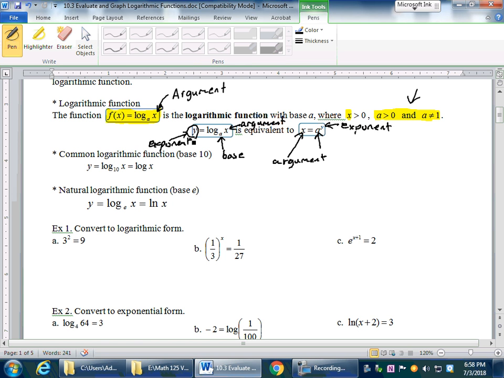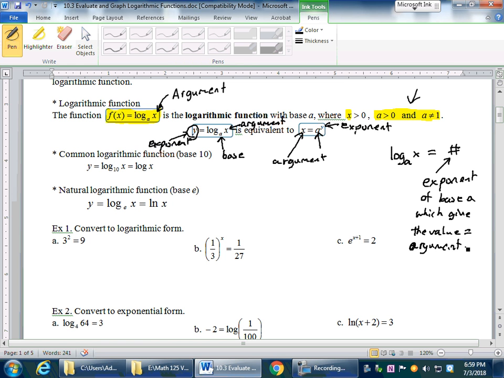So in general, to keep it simple, log base a of x is equal to a number. What that number represents is the exponent of base a which gives the value equal to the argument. So that's basically the interpretation. The logarithm expression is just a number. This entire logarithm is just a number. What does that number represent? The exponent of the base a, which gives you this argument value.